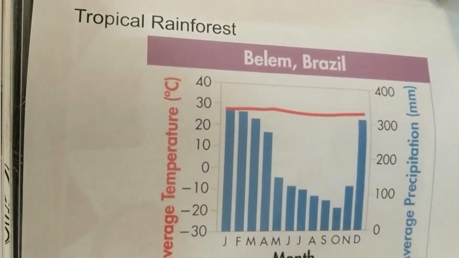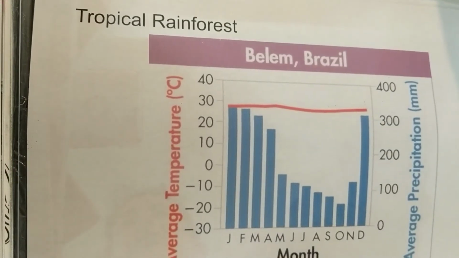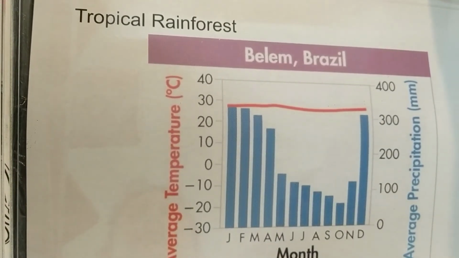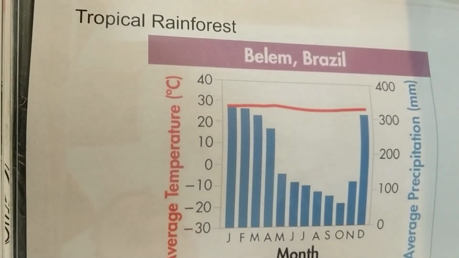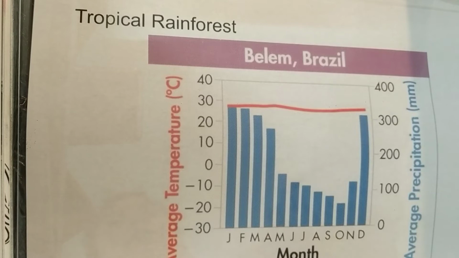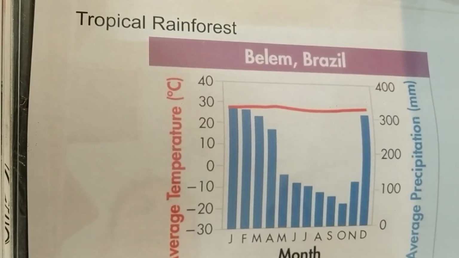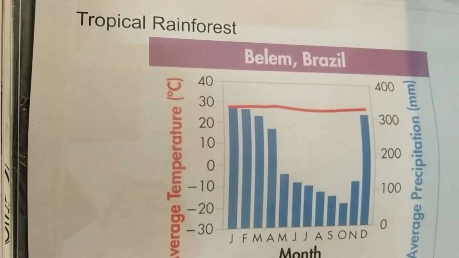Next we're going to look at a desert. I want you to predict quickly, what do you think the desert climatogram would look like compared to the tropical rainforest? How would average temperature be the same or different? How might the average precipitation be the same or different?